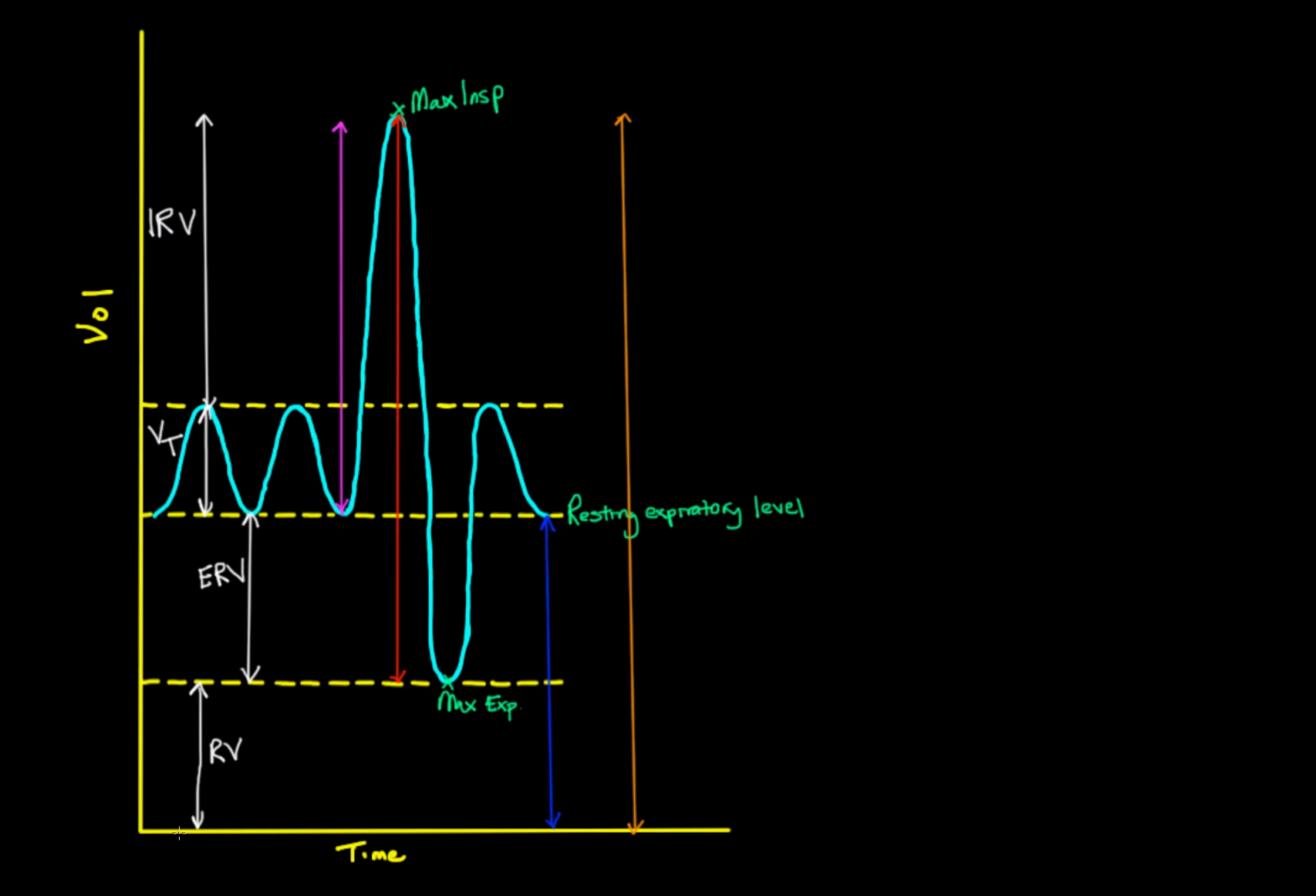Okay, so down here would be 0 lung volume. This would be the lungs completely collapsed. We've identified our max inspiration, the fullest we can make our lungs filled up with air. And then we have our max exhalation. So this is our resting expiratory level. This is where we do our tidal breathing.